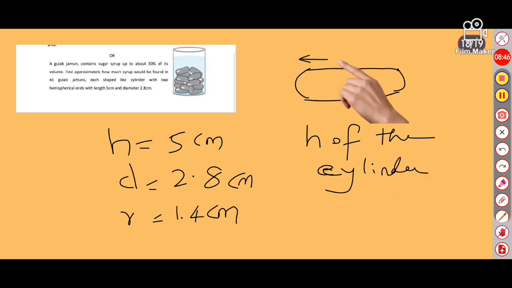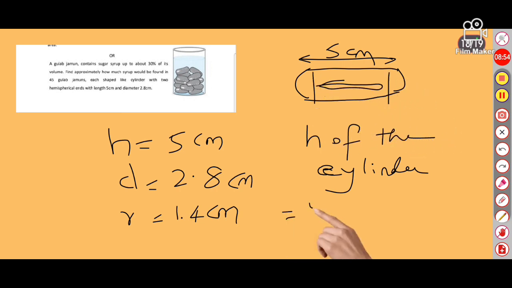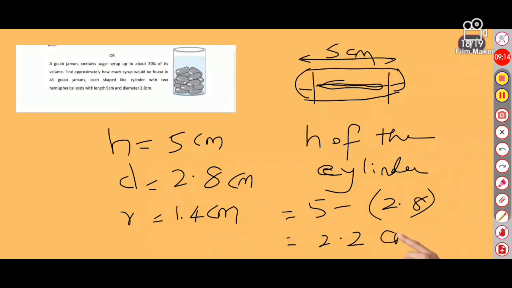This entire height is 5 centimeter. We need the cylinder part, this part alone. So that can be calculated by 5 minus 2 radiuses, that is 2.8. You get 2.2. This is this height. This is the radius, this is the radius. So subtracting that, you get 5 minus 2.8. So the height of the cylinder is nothing but 2.2 centimeter.